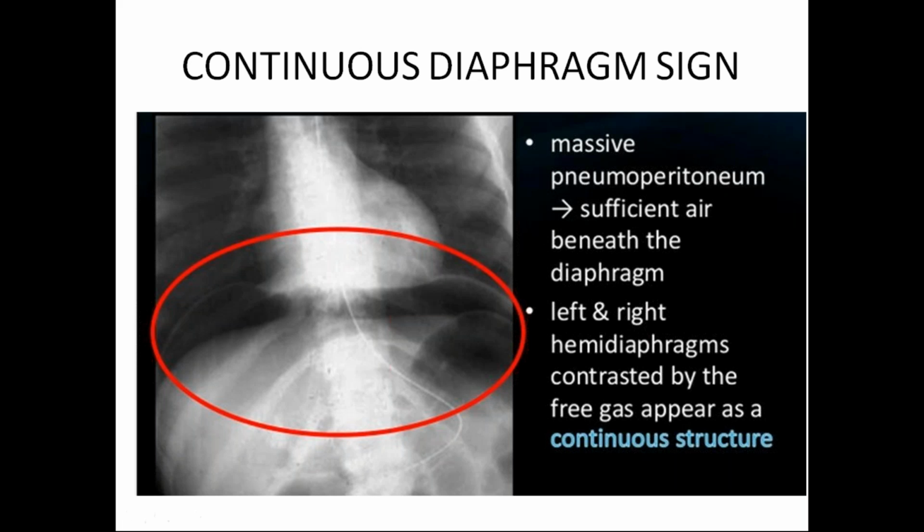And this is another sign which we can also see even if we don't suspect the pneumoperitoneum and take an erect abdomen film, we can see this on a chest X-ray. Usually we do not observe the entirety of the diaphragm across the midline, but if we can see the diaphragm extending from the right to the left and across the midline, then this is an indicator of massive pneumoperitoneum, which is the air under the diaphragm. And this is the continuous diaphragm sign, which is also pathognomonic of pneumoperitoneum.